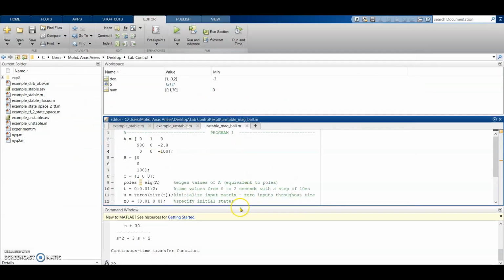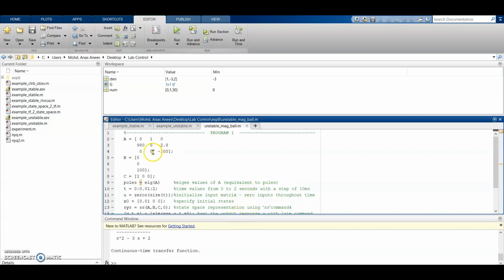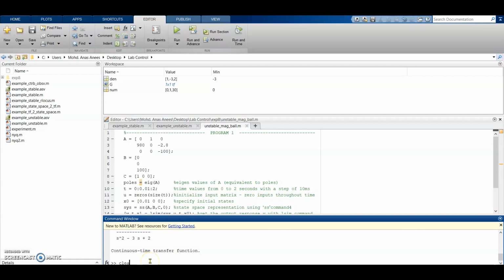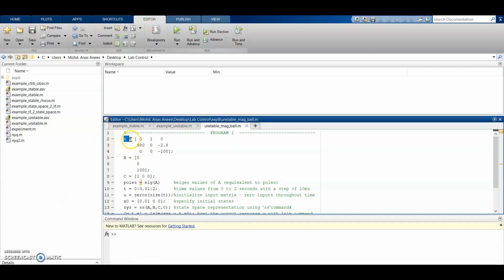So we will open this program and we will see what are these commands written in this program. First we will clear the workspace as usual, and we will clear the command screen. Now the A matrix is the same as we have obtained, B matrix is the same, C matrix is the same. Then we have used this command poles = eig(A). eig is nothing but the eigenvalues of matrix A.